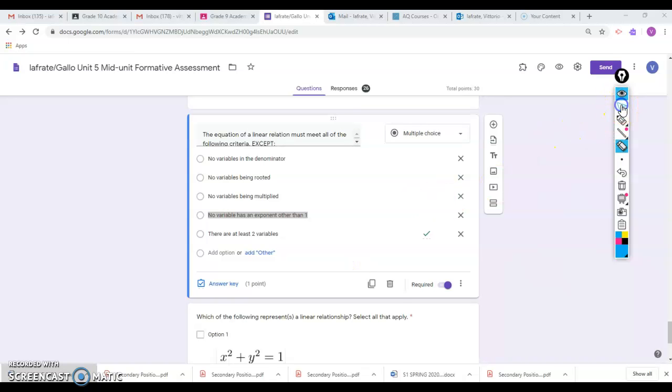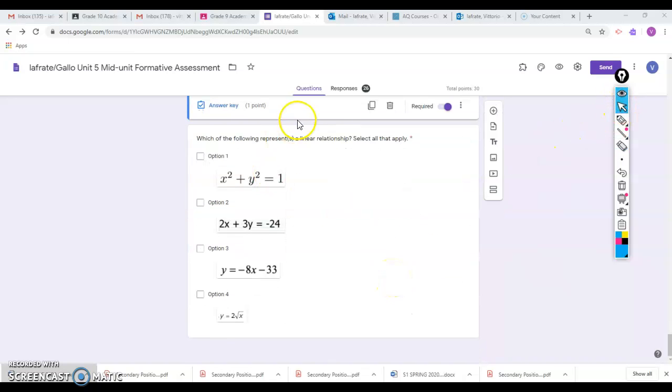Now we go on to our last question here. Which of the following represents a linear relationship? Select all that apply. So it's kind of related to the previous question. You have to follow your rules here. If you look here, the variables have degrees higher than 1. So this is not a linear relationship. Here, none of the variables have a degree higher than 1, and there's no variable in the denominator either. So it looks like we're good. There's no variables being square rooted, nothing like that. So this one here looks like a linear relation.